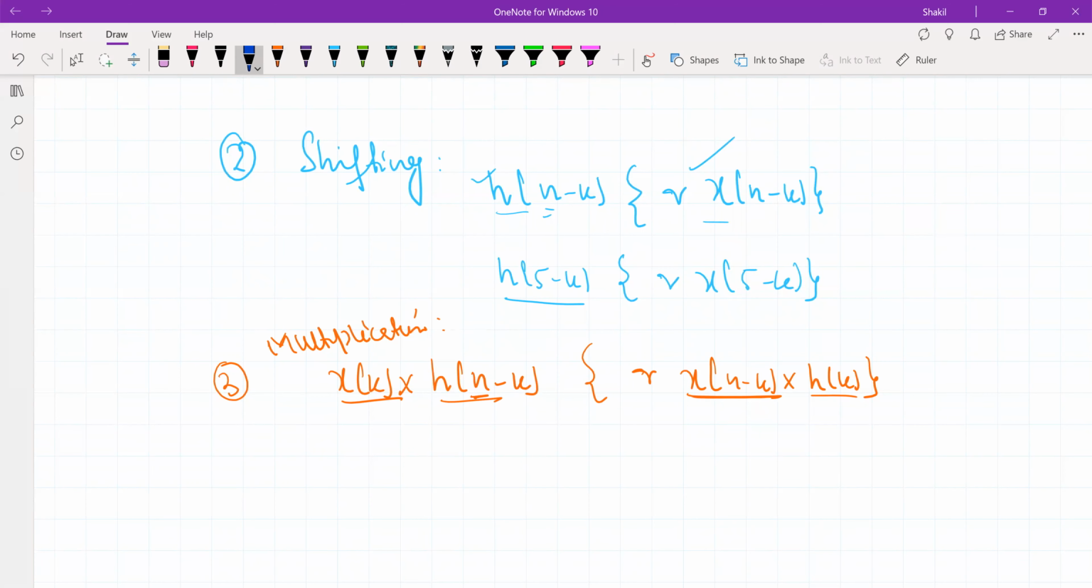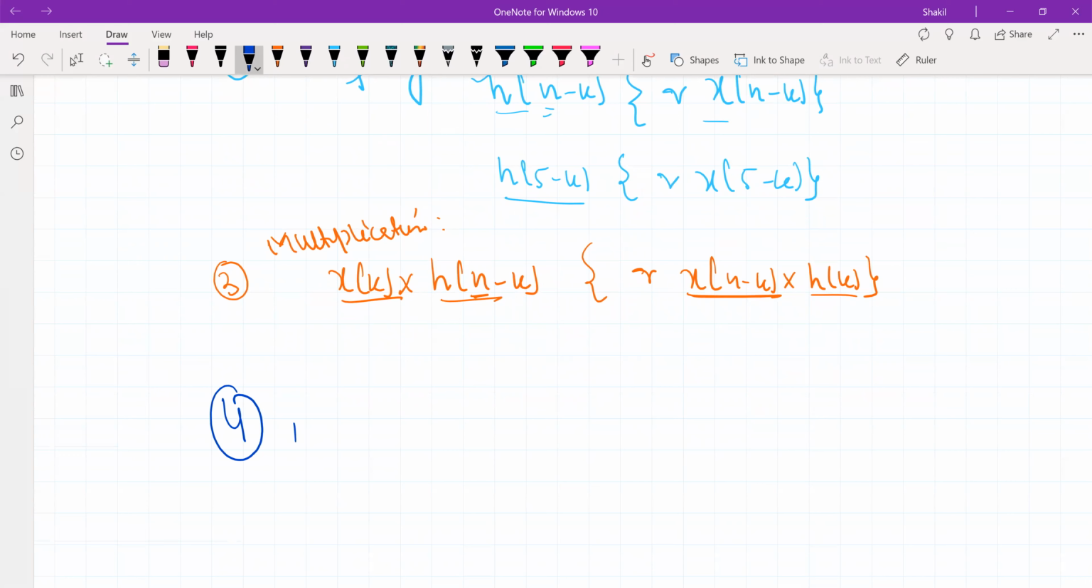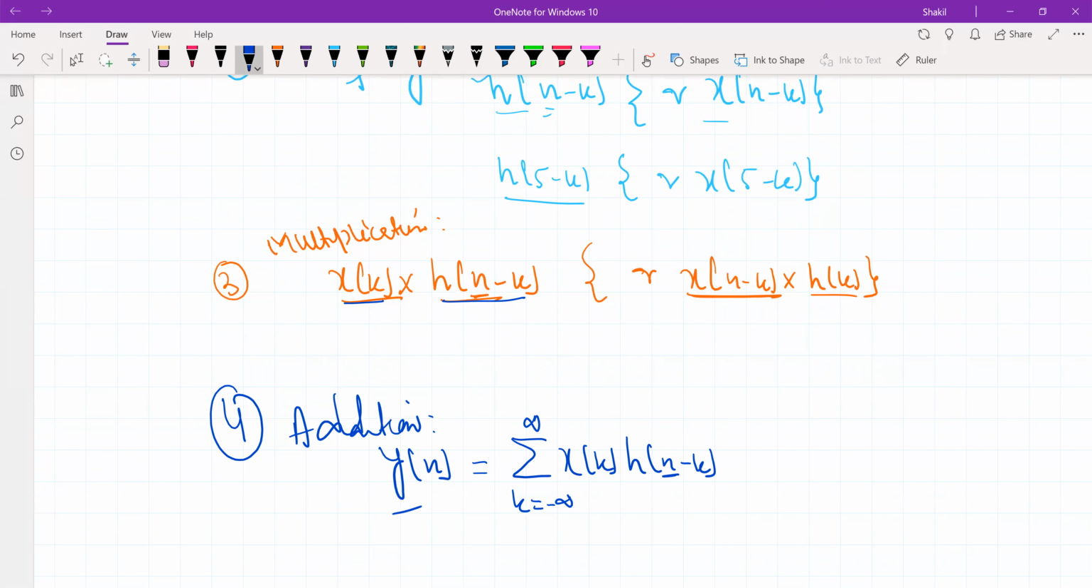Once you have performed the third operation, the fourth operation is the addition operation. Once you have multiplied the corresponding sample points of x of k and h of n minus k, you do the addition, which means you perform the summation over k running from minus infinity to infinity of x of k h of n minus k for a given time shift. You obtain one sample value of y, and then there's another sample value. n can be any value from minus infinity to infinity. This is how you obtain one sample point of the output sequence, or simply the convolution sequence.